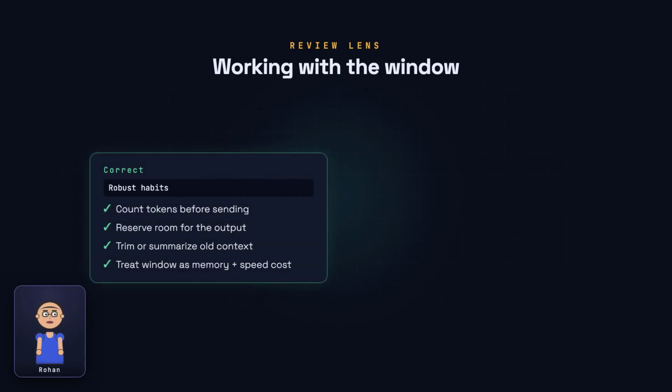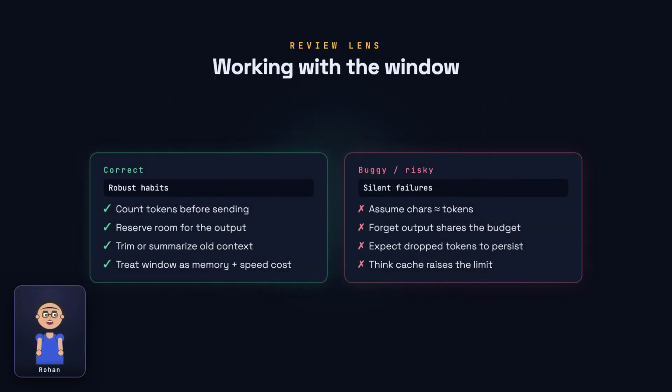Here's your review lens. On the left, the habits that keep you safe. Count tokens upfront, reserve space for the answer, trim or summarize stale context, and respect that a long window costs both memory and time. On the right, the quiet failures: guessing token counts from character length, forgetting the output competes for room, expecting fallen off tokens to stick around, and believing the cache grows the limit.